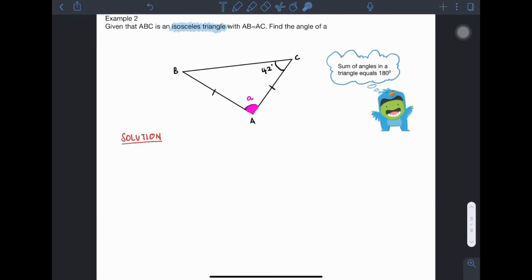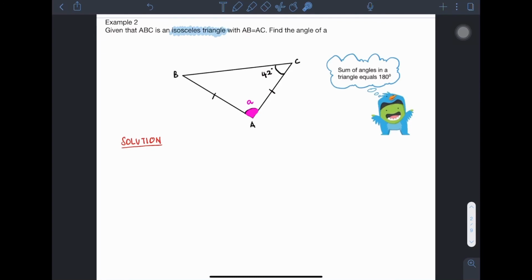Okay, let's look at example 2. It's the same triangle. Given that ABC is an isosceles triangle with AB equal to AC, so this is triangle ABC, and the length of AB is equal to the length of AC. Find the angle of A. For this question, we know that this angle is equal to this angle. So if here is 42, here is 42 as well, and the sum of these three angles will give you 180.